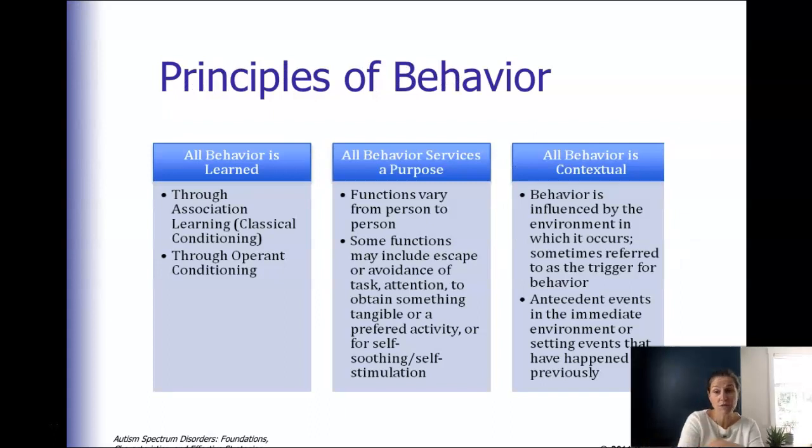Okay, so in order for us to understand how ABA works, we have to have a basic understanding of the principles of behavior. And there are three main points to understand. One is that all behavior is learned. We learn in two different ways, through classical conditioning and through operant conditioning. Classical conditioning is essentially timing, understanding that things go together.